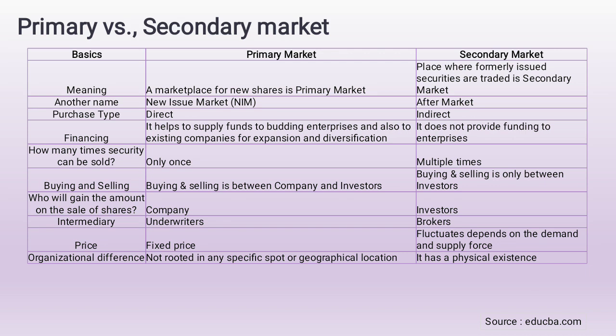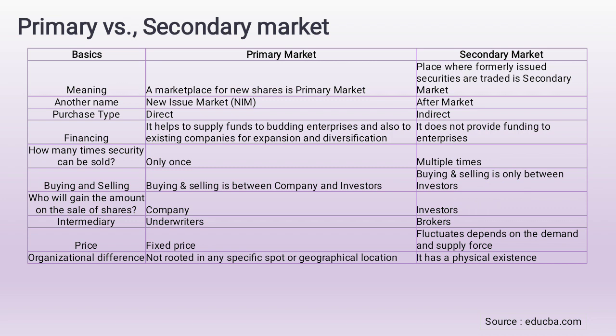Once the investor has got the allotment, he or she can sell, or try to buy more equity shares if they want, through the secondary market only. Who gains the amount from the sale of shares? For sure, it's the company, because it's required for the company's purpose. In the secondary market, it is the investors or the traders.